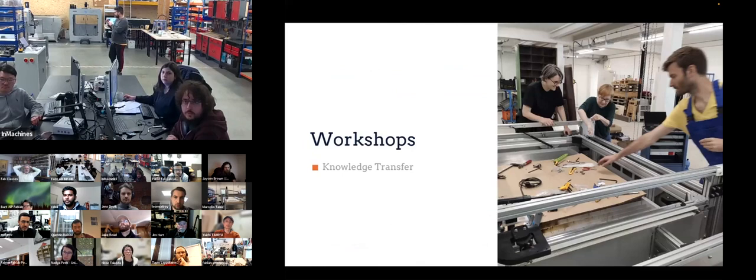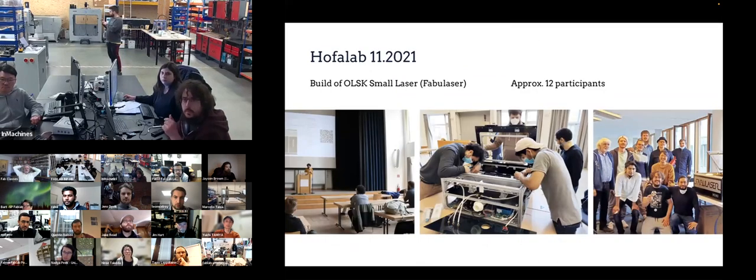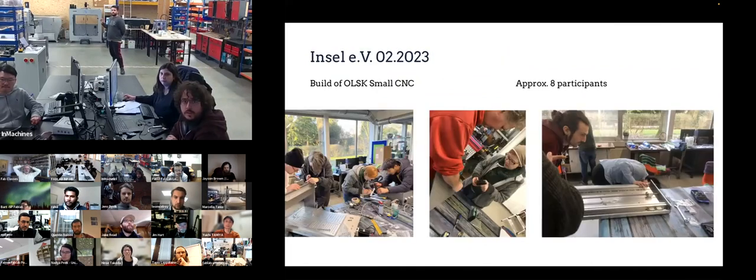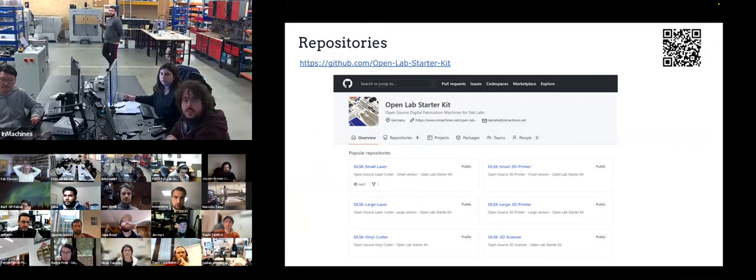So part of the research is about workshops. Here you can see some pictures of people building a lot of different machines. This is a laser cutter machine, then a large format laser cutter. They're building a CNC machine. And all the machines have been published already on the links you find on the schedule on GitHub.